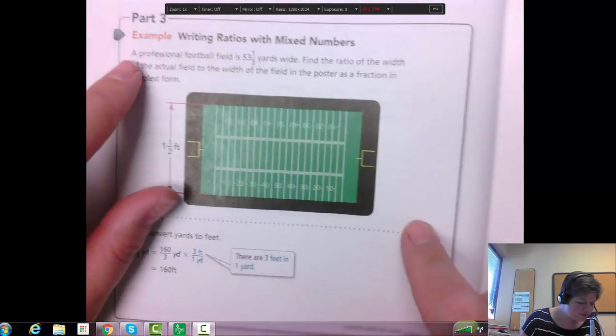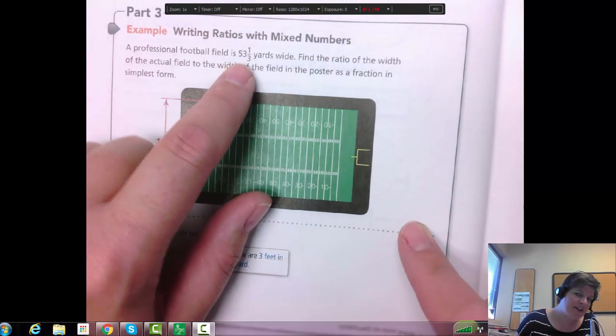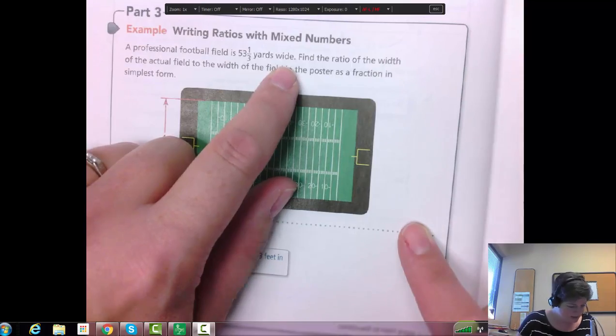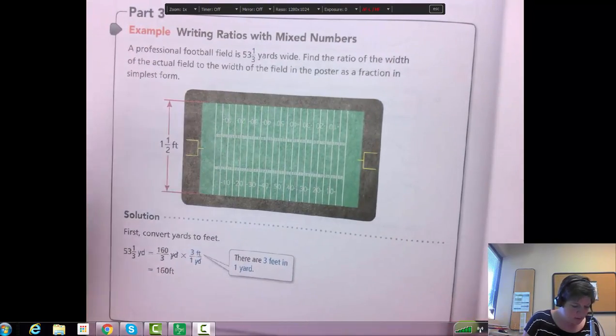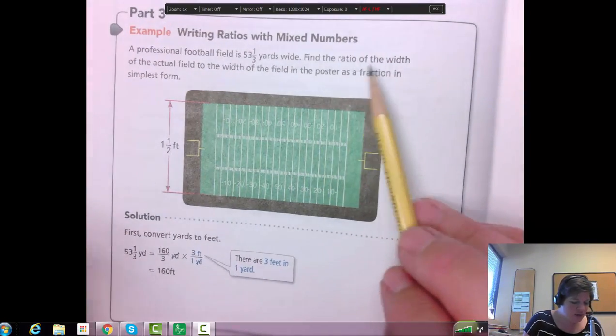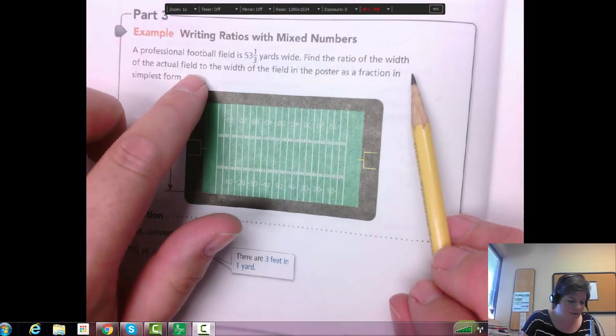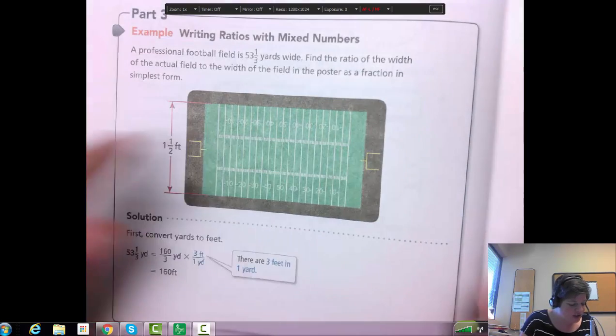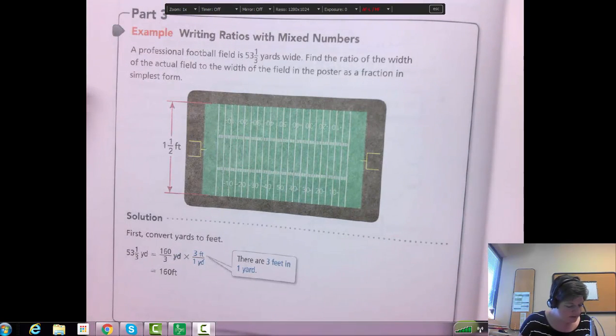Okay, a professional football field is 53 and 1/3 yards wide. So that's our yards wide. Find the ratio of the width of the actual field to the width of the field in the poster as a fraction in simplest form.